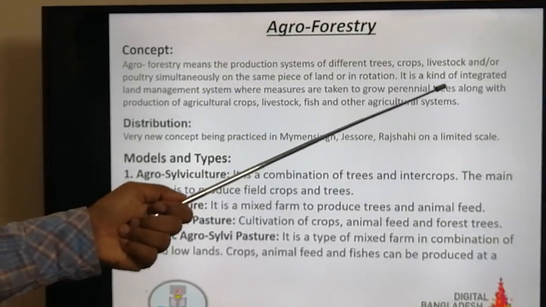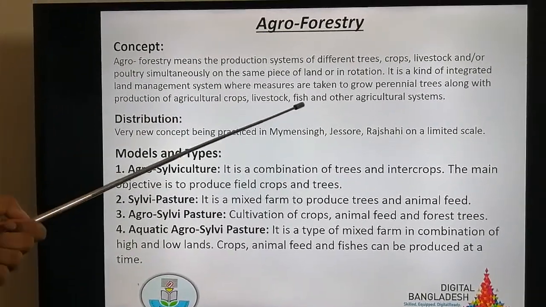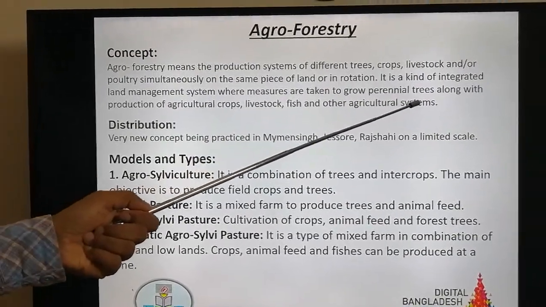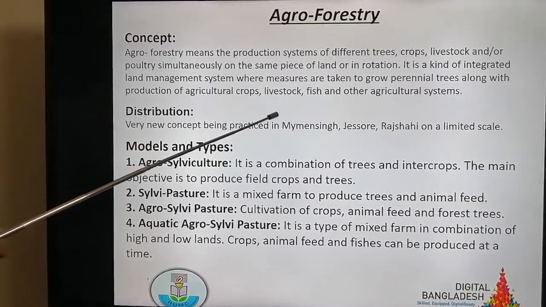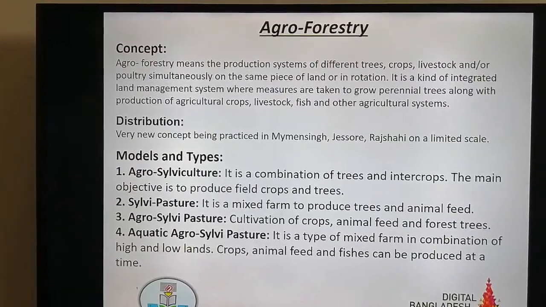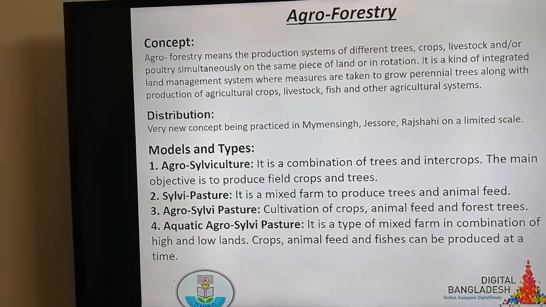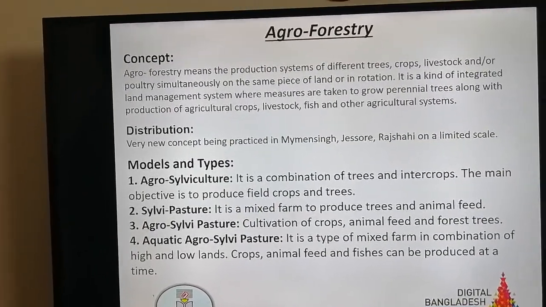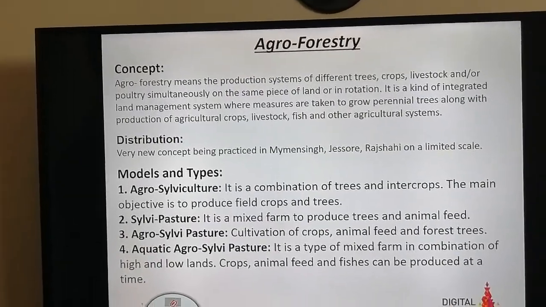It is a kind of integrated land management system where measures are taken to grow perennial trees along with production of agricultural crops, livestock, fish, and other agricultural systems. This is a very productive but again very intensive method of agricultural production system.